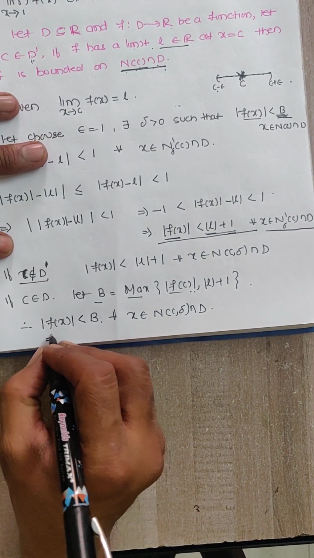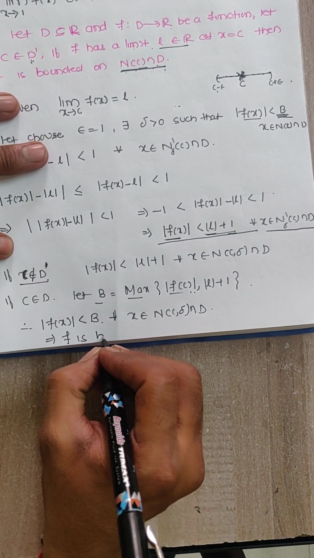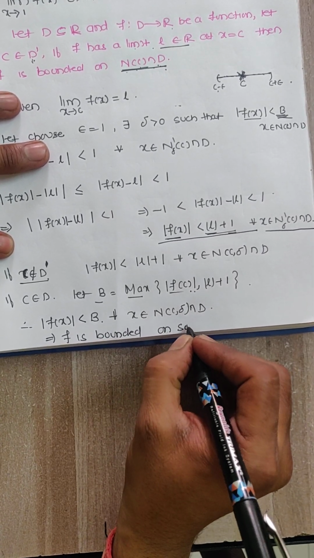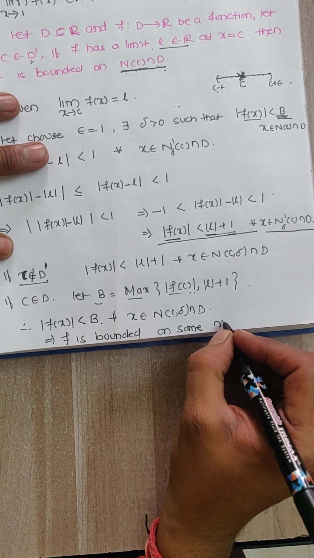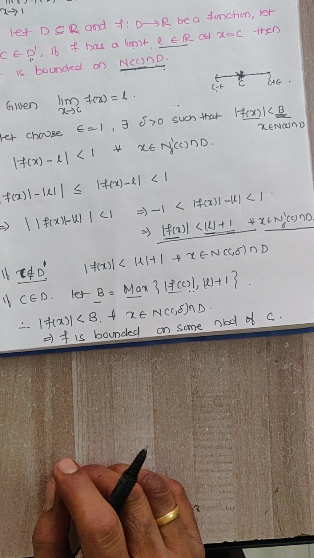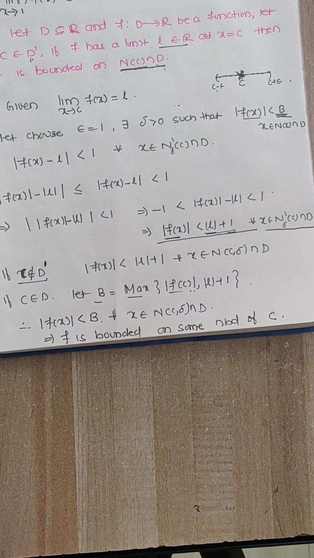This shows that f is bounded on some neighborhood of C. The function is bounded on some neighborhood of C.